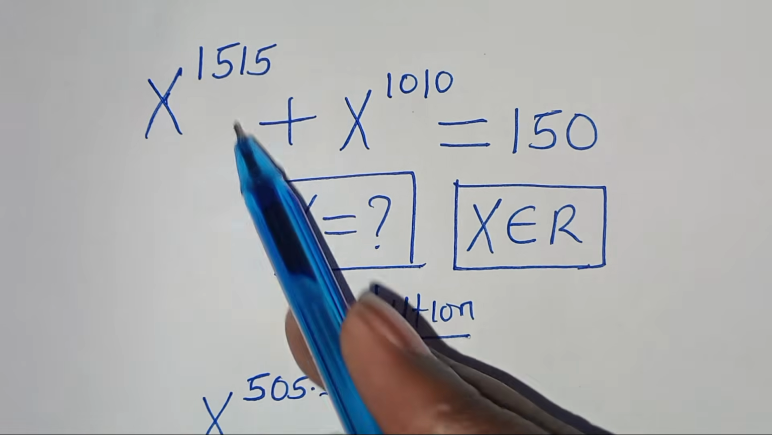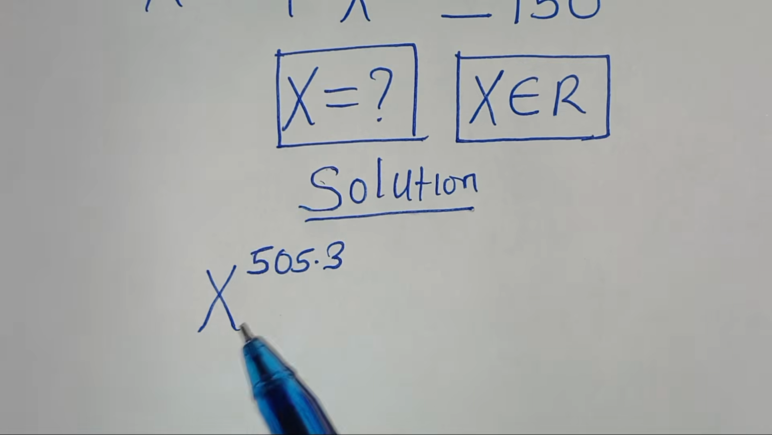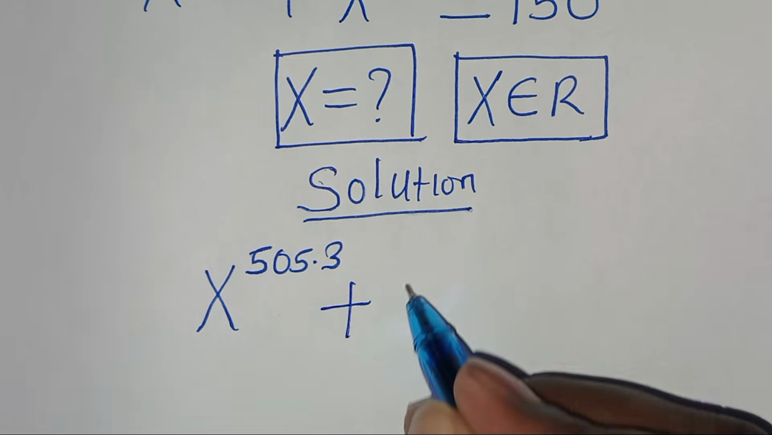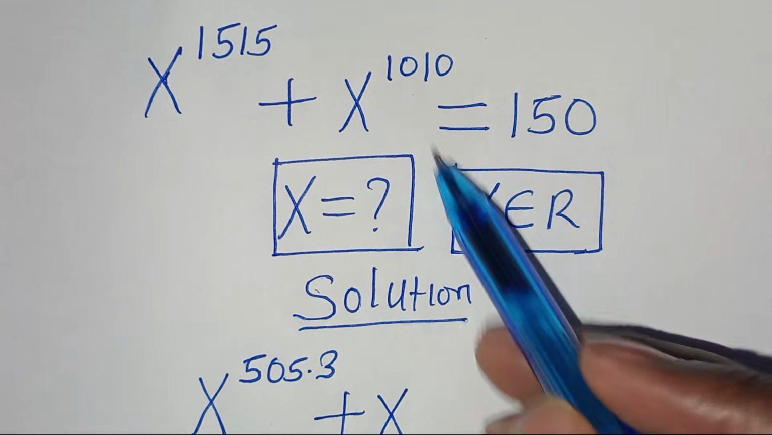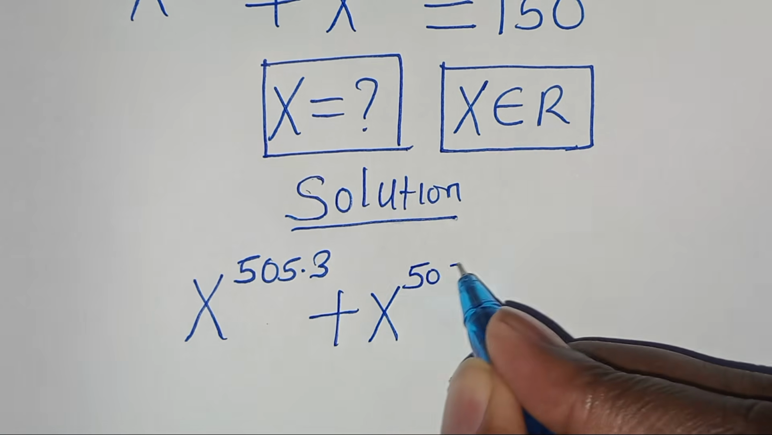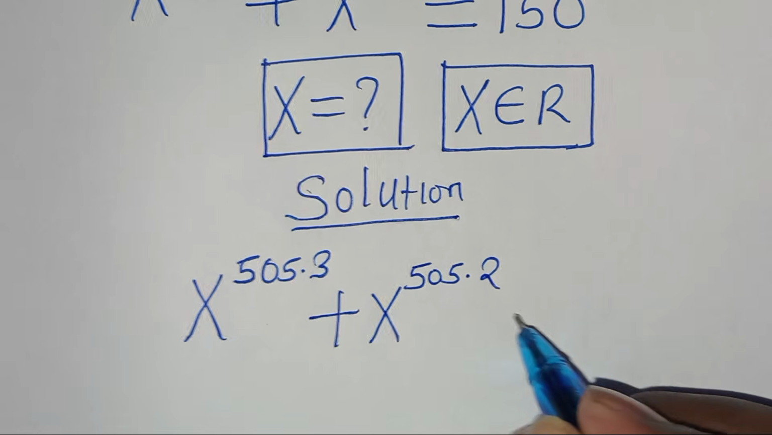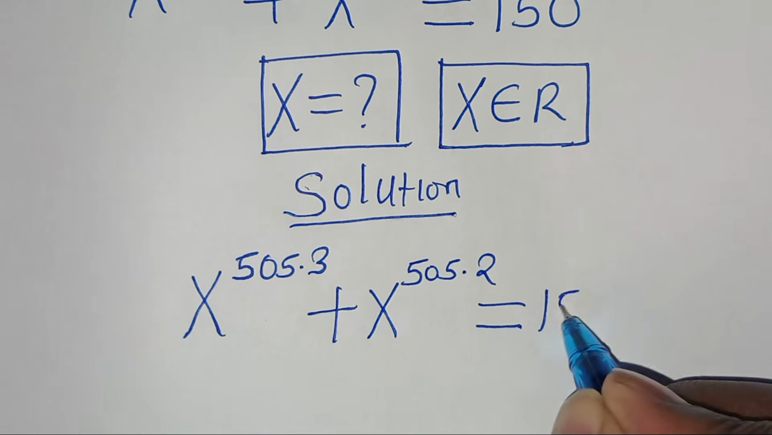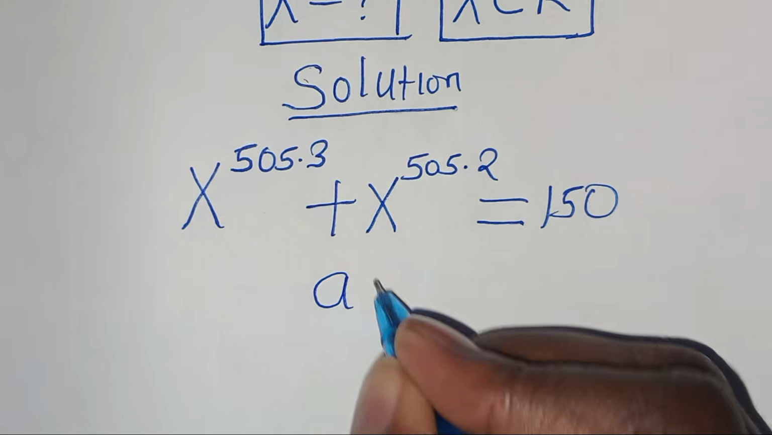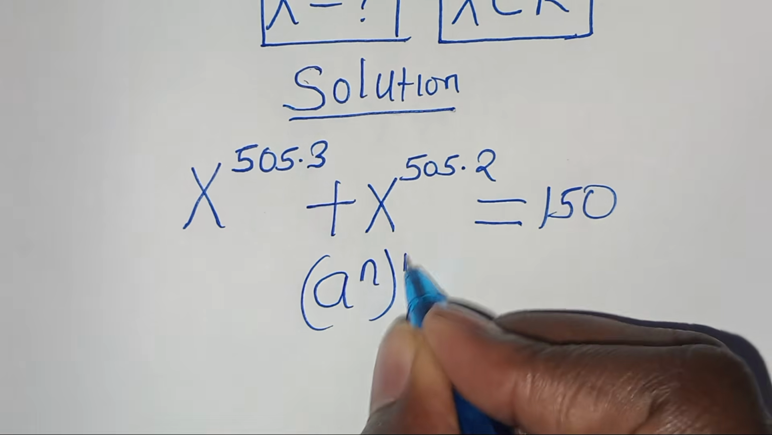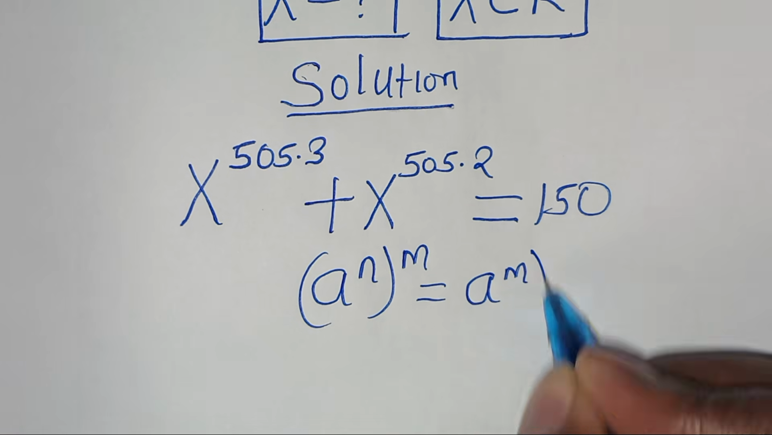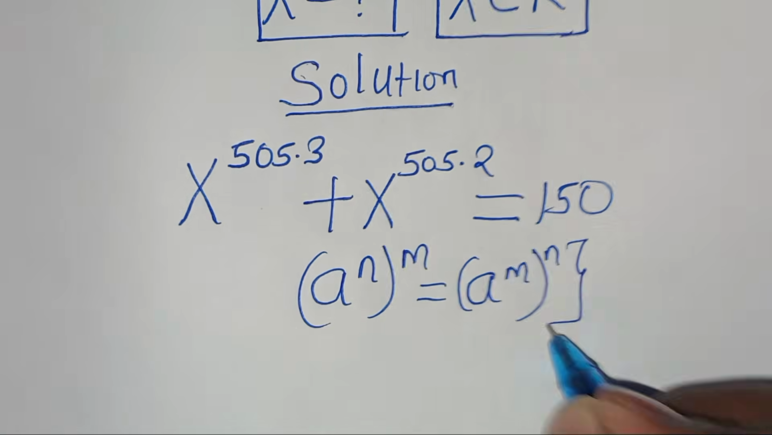We have that x to the power of 15. This can be expressed as x to the power of 5 times 3, plus x to the power of 10. This is the same thing as x to the power of 5 multiplied by 2. This is equal to 150. So this is in the form of a to the power of n raised to the power of m, which we can express as a to the power of m raised to the power of n.